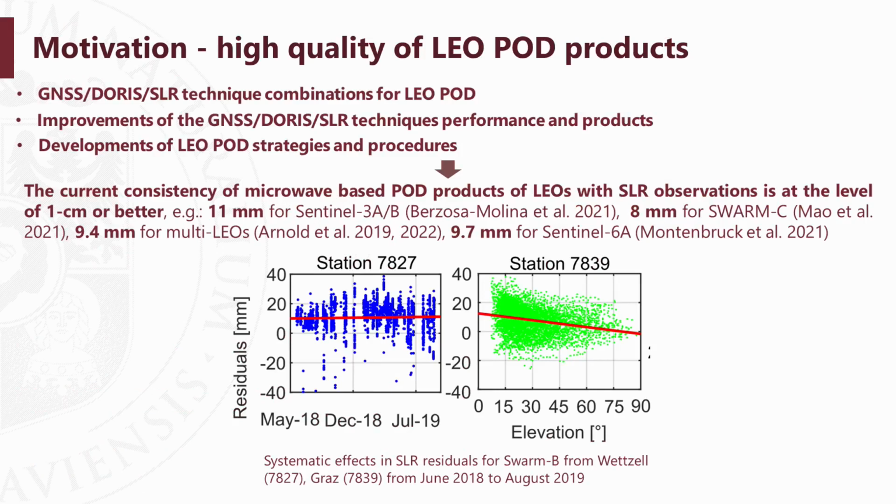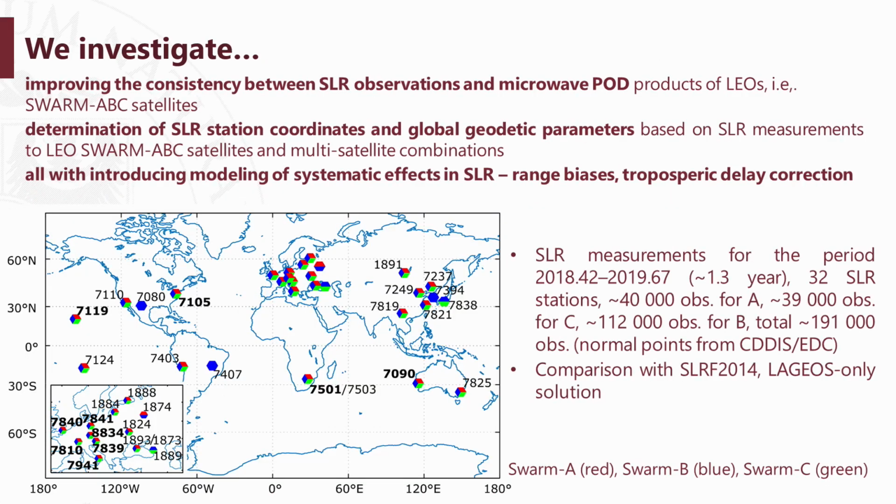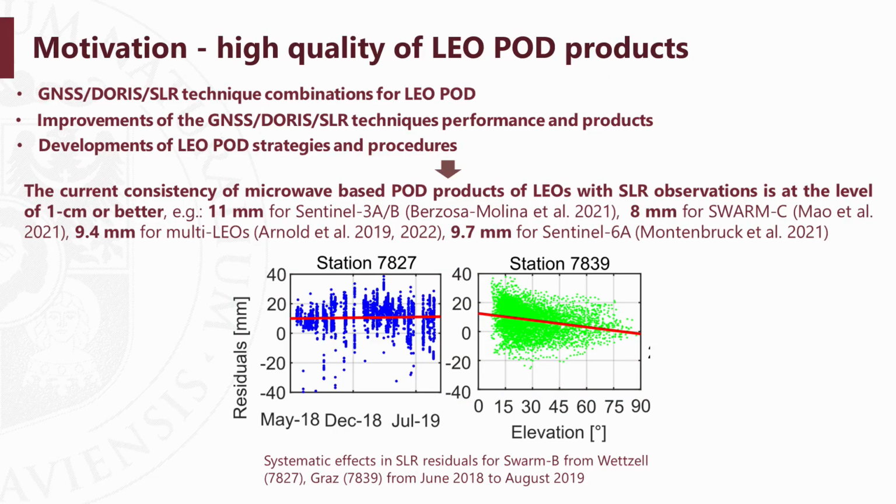Also, from the perspective of LEO precise orbit determination products, we can observe a rapid emergence and development of LEO POD. I mean here multi-technique combinations, for example GNSS with DORIS, improvements within particular techniques, including SLR, as well as developments of LEO POD strategies and procedures. These improvements let us reach a very great consistency between POD products from, for example, GNSS with the SLR observations, which reaches the level of 1 centimeter or even better.